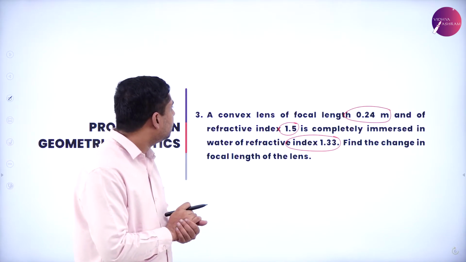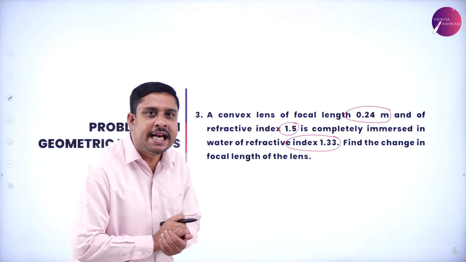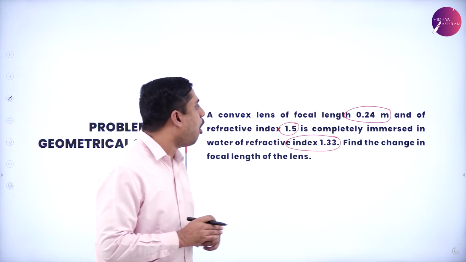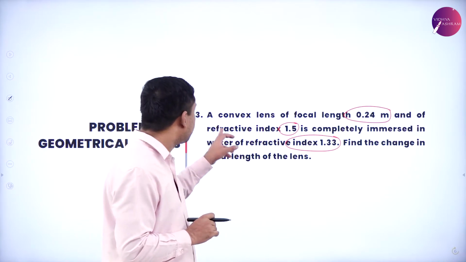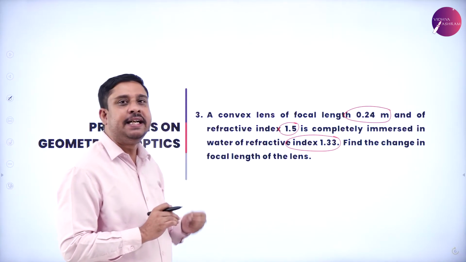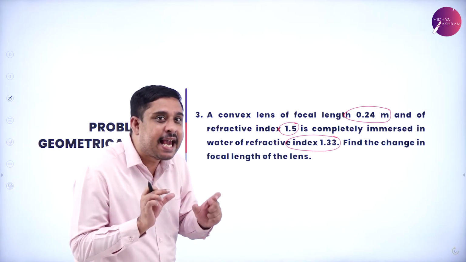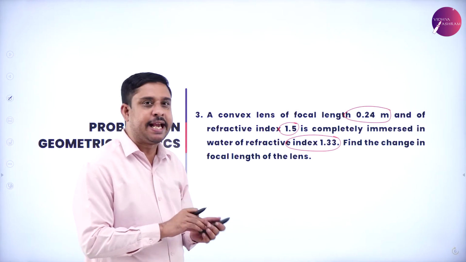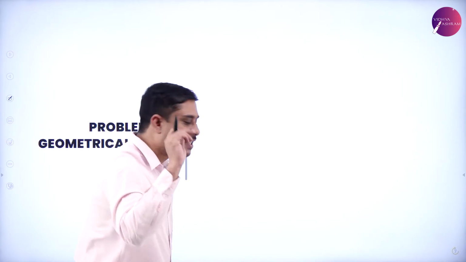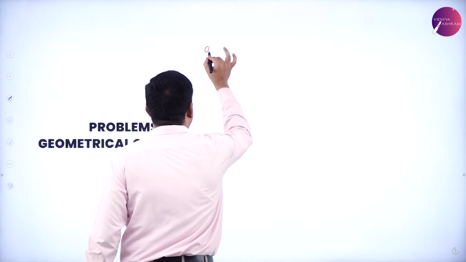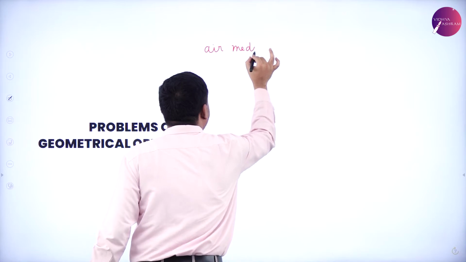So there is a convex lens of focal length 0.24 meter and refractive index 1.5, which is initially placed in air. So in the first case, the lens is placed in the air medium.